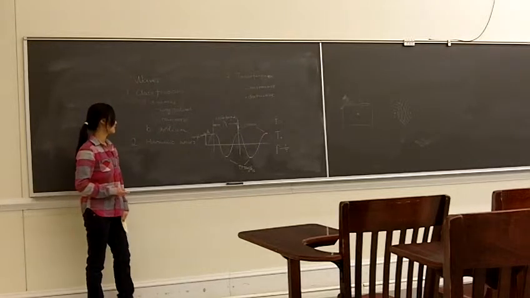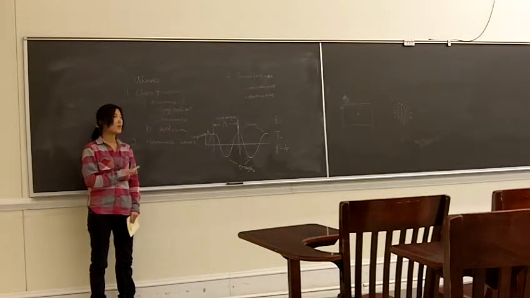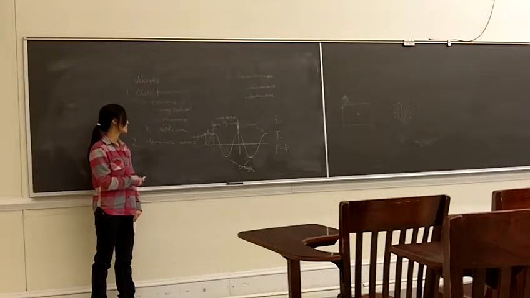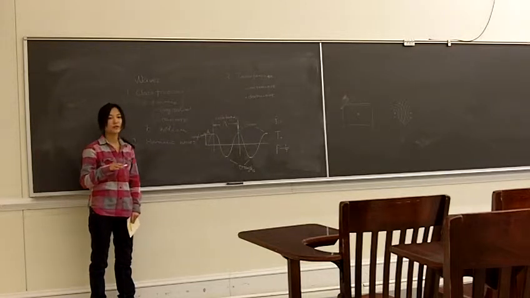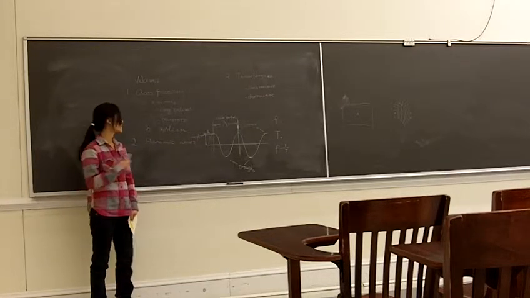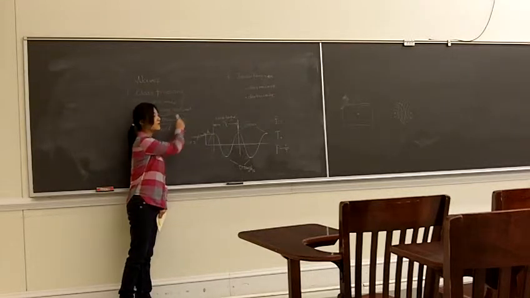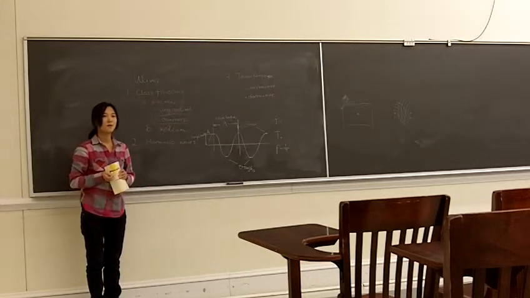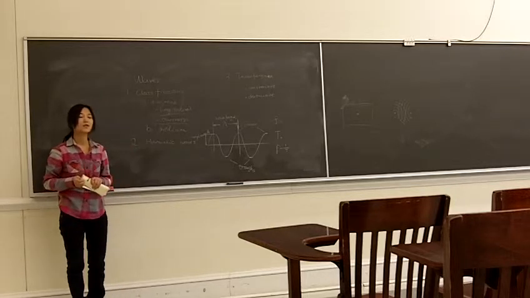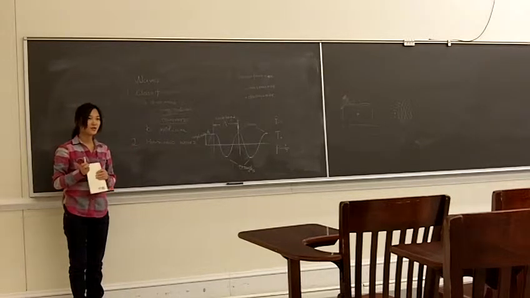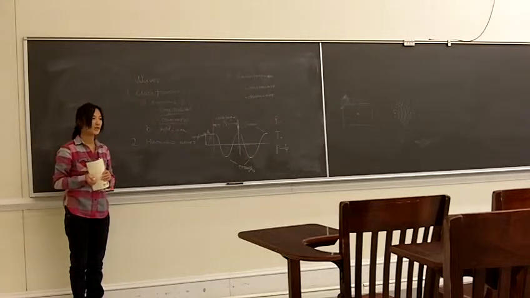The first method is based on the directions of the waves. Waves with vibration directions perpendicular to the propagation directions are called transverse waves, and those waves with vibration directions parallel to the propagation directions are called longitudinal waves. And so, can anyone give me some examples of longitudinal waves?